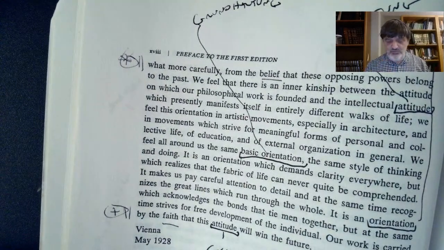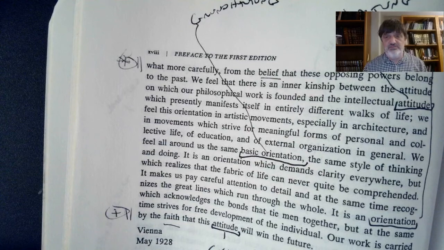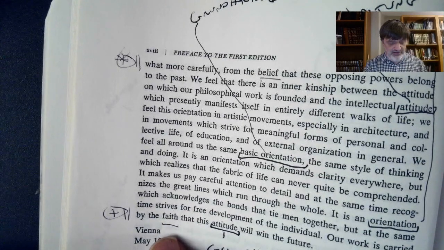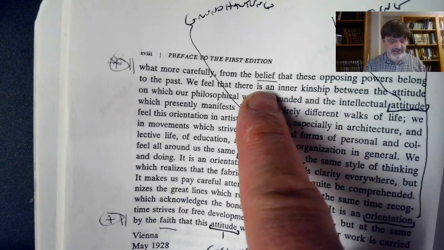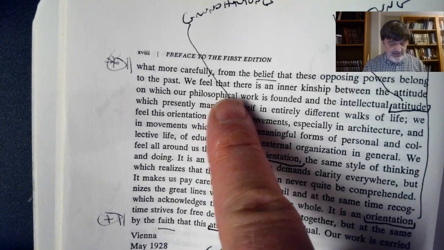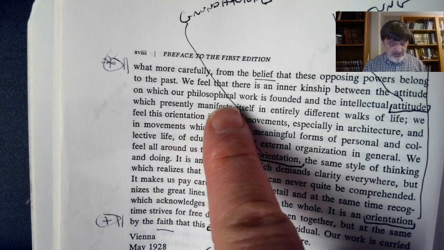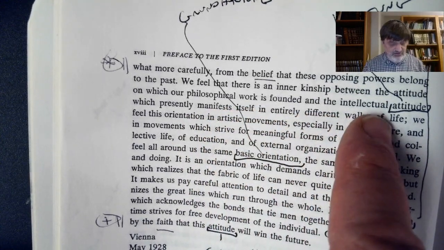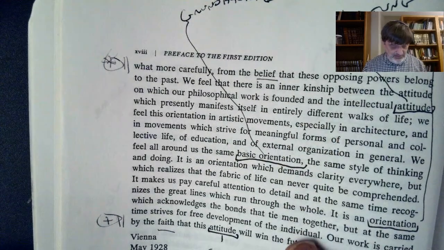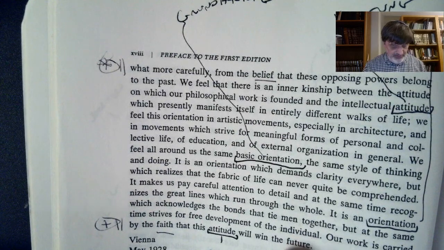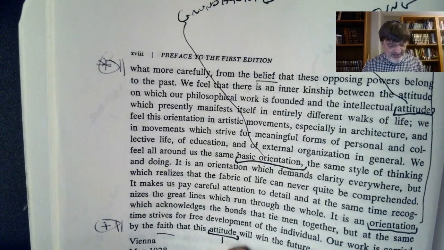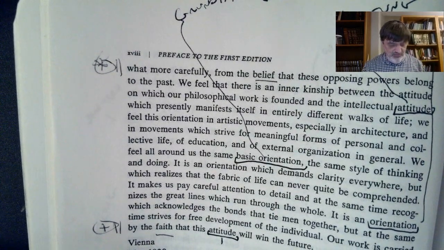Now, in German there's one word, Glaube, which is translated in English both as belief and as faith. At the very end of the preface, Carnap uses the same word, and the translator there has faith. Up here, he has belief. I'm going to say faith. So from the knowledge, or to put it somewhat more carefully, from the faith that these opposing powers belong to the past, we feel that there is an inner kinship between the attitude on which our philosophical work is founded and the intellectual attitude, Haltung, which presently manifests itself in entirely different walks of life. And then skipping to the bottom, our work is carried forward by the faith that this attitude, in this case it's Gesinnung, will win the future.